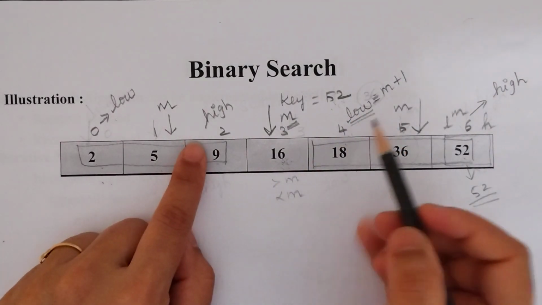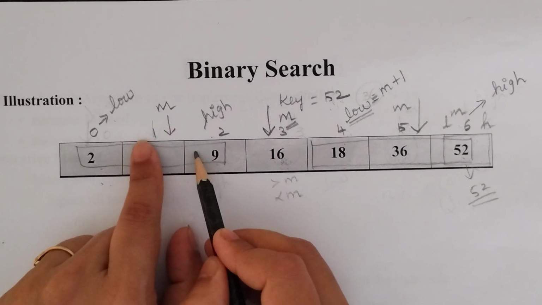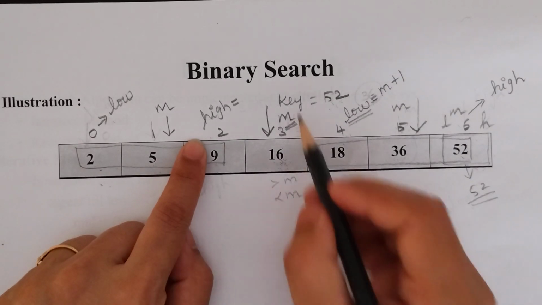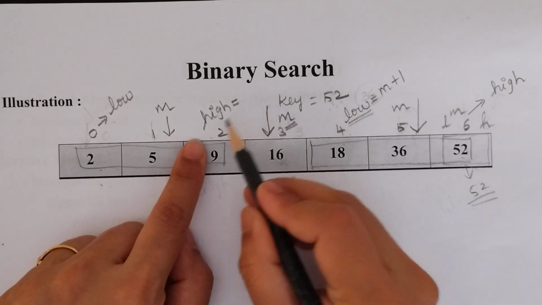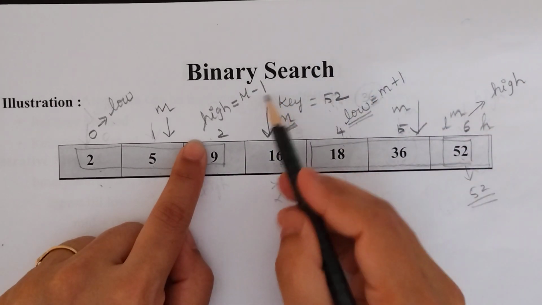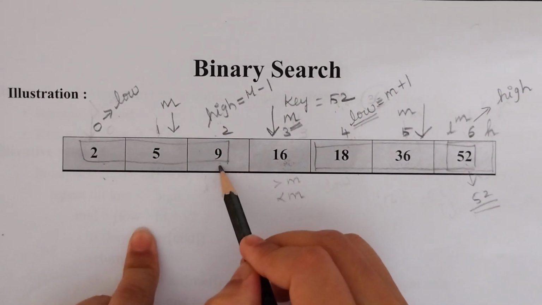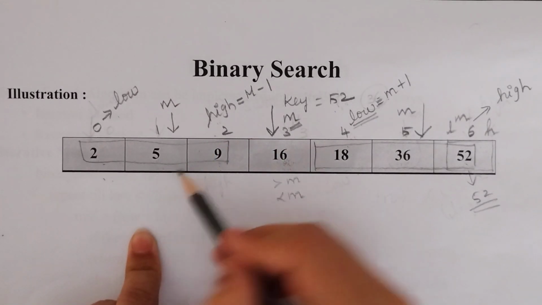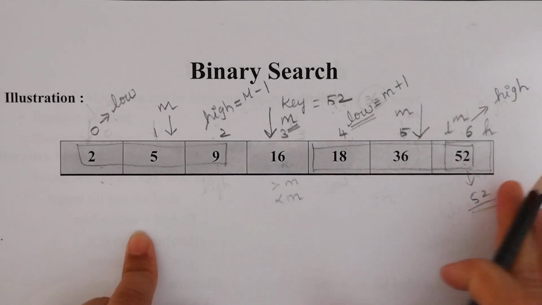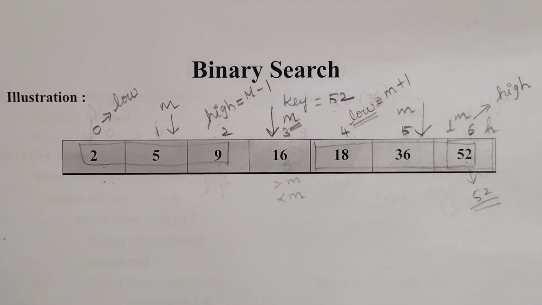In the same way, here my high value gets changed if the array is on the left side. So how can you write this high value? Middle value minus 1 position. So I can write middle minus 1 is equal to high in my new sub array, that is at the left hand side. If it is the right hand side, low value is equal to mid plus 1. So based on this, we are going to write the algorithm for binary search.